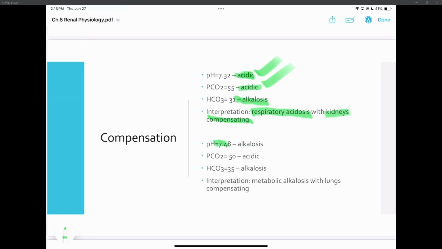pH is 7.48, that's alkalotic. PCO2 is still 50, that is acidic, it's higher than 40. HCO3, the bicarb, is 35, which is also alkalotic. What are the two components that match? pH and the bicarb. Metabolic alkalosis, because it matches the pH, and the lungs are starting to compensate for that. Everyone understand how that works?